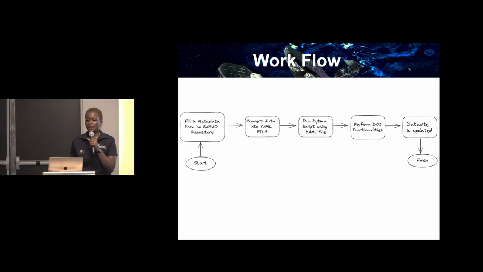So the workflow is that we are also, on the side, creating a Sarawa repository, which is still under construction. So what would happen is that you go on the Sarawa repository, fill in a form with the metadata to say, oh, these are the list of authors, these are that and that and that. And then from there, we convert the information that you gave us via the form into a YAML file. Once we convert it into a YAML file, we then use that YAML file to run a script. And then with the script, there are different functionalities that we can perform. We can create a DOI for you, if you want it updated, if you want to hide it, make it findable, all of the functionalities can be done. And then you can go to DataSite and check if your DOI is created or updated, whatever state you want it to be in.